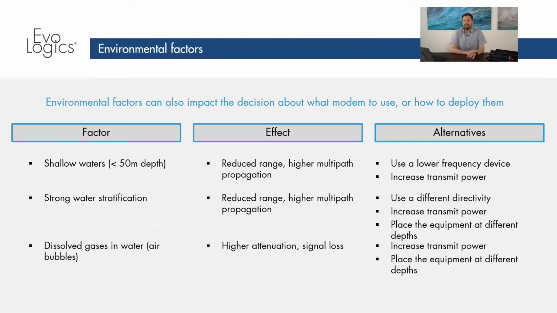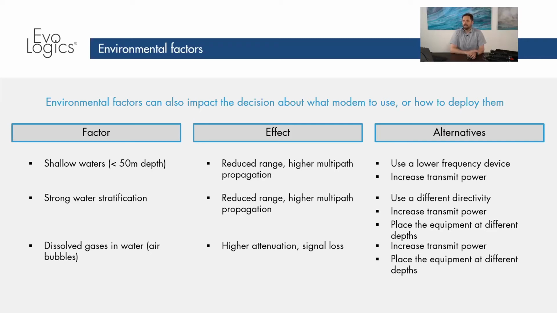There are environmental factors to consider when selecting a modem. So maybe you are in shallow water. This is water that is less than 50 meters depth. And if you have, for example, even lower than 20 meters or 10 meters, these effects only increase. Shallow waters will reduce the effective range of acoustic modems. You have higher multipath propagation, and this means that a modem that normally has up to 1,000 meters maximum range, maybe in these conditions, will see a 40–50% reduction in the maximum range.